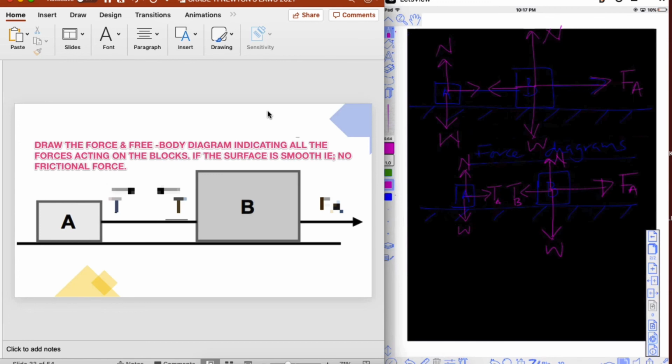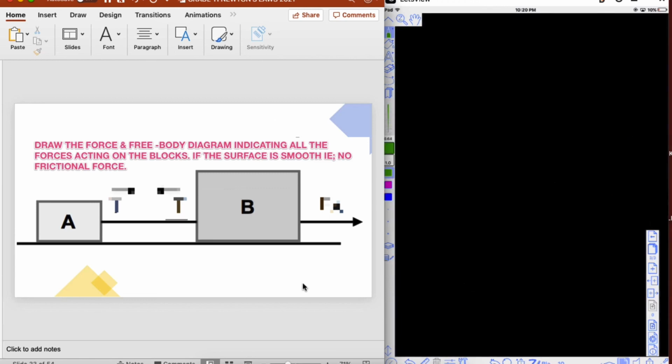Now let's draw the free body diagrams. For A, it's going to be like this. Object represented by a dot. We have the normal force, we have the weight, and we actually have the tensional force of A. And then for B, we have the object represented as a dot, and then we have a normal force, weight, we have applied force, and tensional force B. Great. That will be our free body diagram for object B.